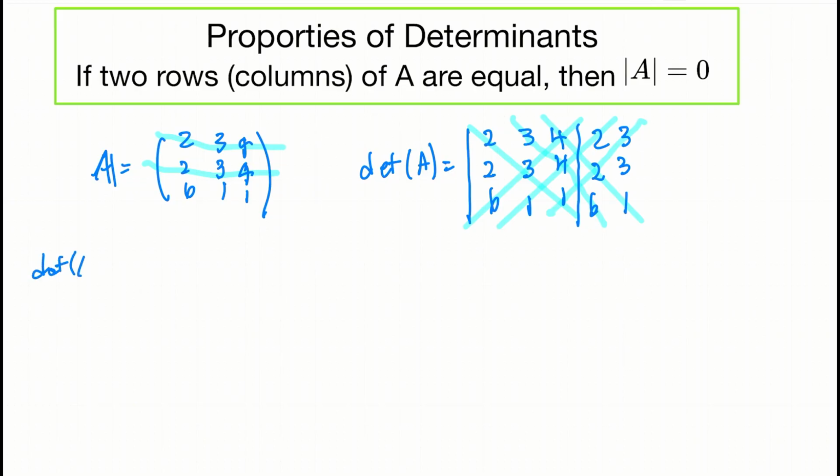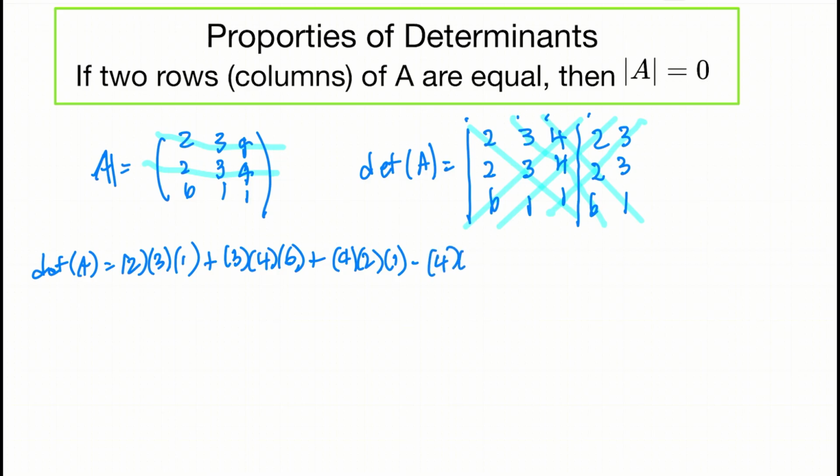So the determinant of A, taking the first diagonal, which is number 1 there, is going to be 2 times 3 times 1, plus the second one here, 3 times 4 times 6, plus the third diagonal, 4 times 2 times 1, minus, this one is 4, 3, 6, and then minus 2, 4, 1, and then minus this one, which is 3, 2, 1.